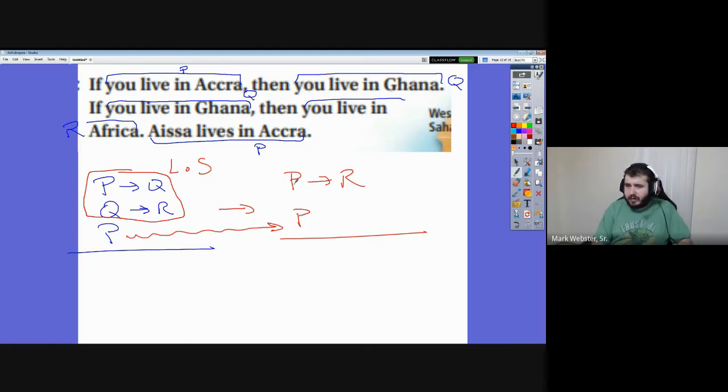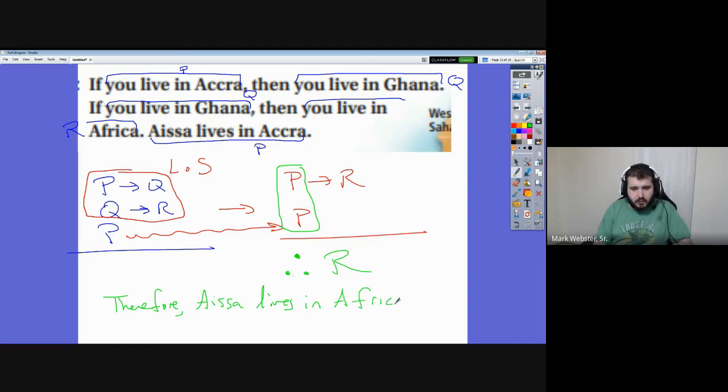Well, P implies R. P. Do we have a key that goes in the right lock? Yeah, we do. So therefore, we can finally say that R. So now that we know, we can conclude R. Well, what is R? You live in Africa. Who lives in Africa? Who are we talking about this whole time? It is Aisa, right? So our conclusion can be, therefore, Aisa lives in Africa.